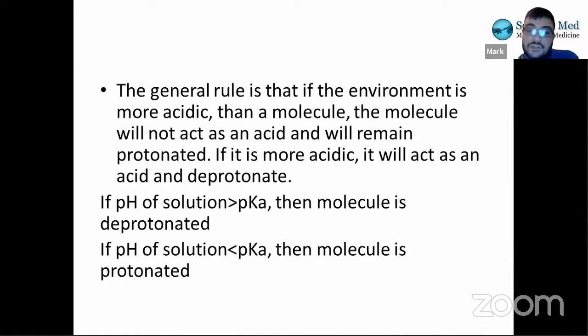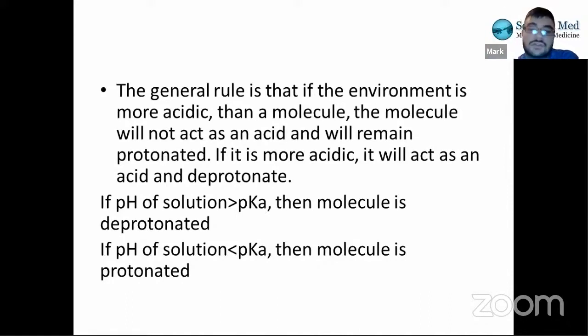If the pH of the solution is greater than the pKa of the molecule, then the molecule becomes deprotonated and acts as an acid. If the pH of the solution is less than the pKa, then the molecule is protonated, right? If it's an acid, it stays in its regular form. If it's a base, it will act as a base, right? And this could actually work for both acids and bases because bases will have a really high pKa, usually.